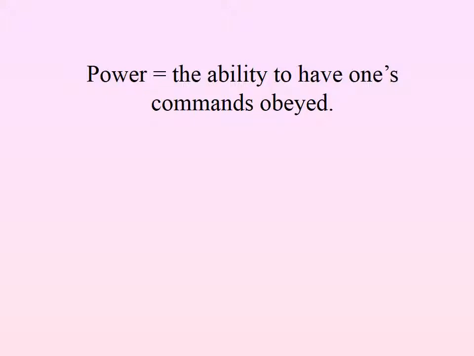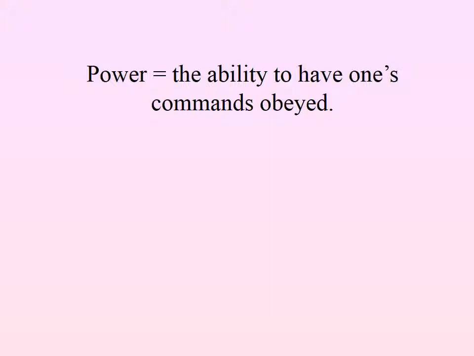Power is the ability to have one's commands obeyed. So both of these, the robber and the tax collector in the name of the government, are exercises of power. Both of them are commanding things, and they are successful in their command insofar as you hand over the money, of course. And to the extent that you're successful when you command people to do things and they do it, you have power.